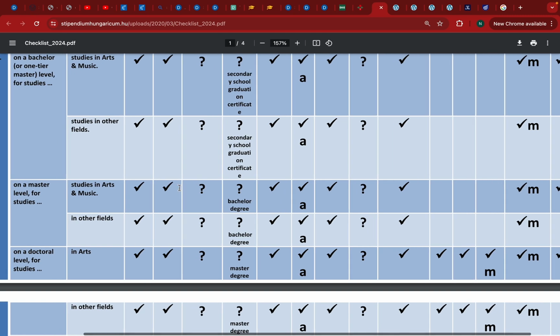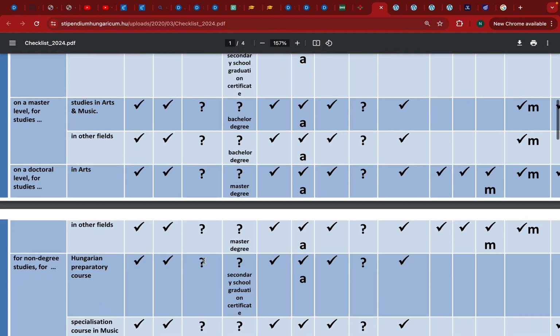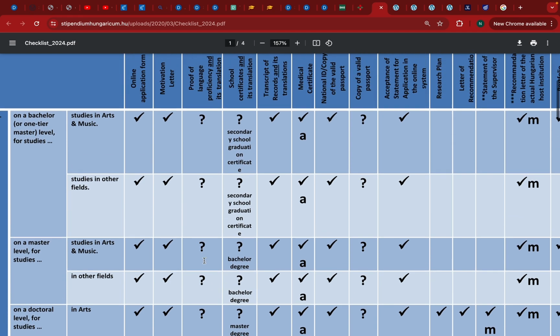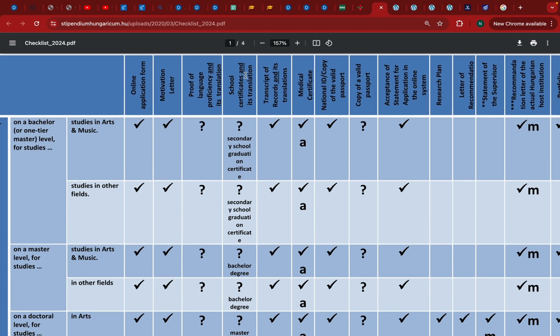So you can see that at all levels, if you are going to study in art and music or any other field, for master's, bachelor's or doctoral level, you will need a proof of language proficiency. That is, if you have it, you can upload it by 15th January. But if you don't have it, you can wait until the final date for uploading all your documents.